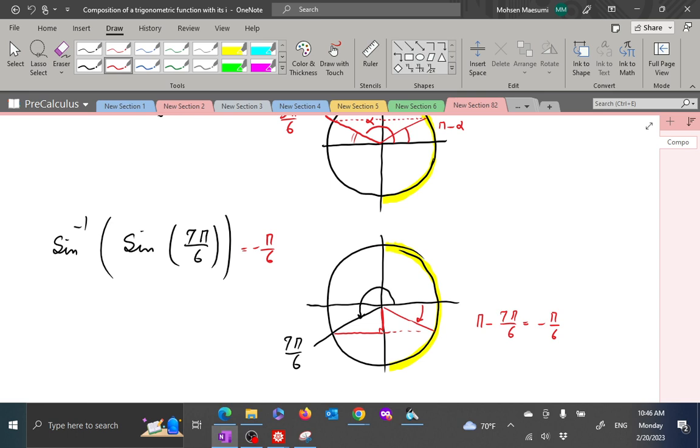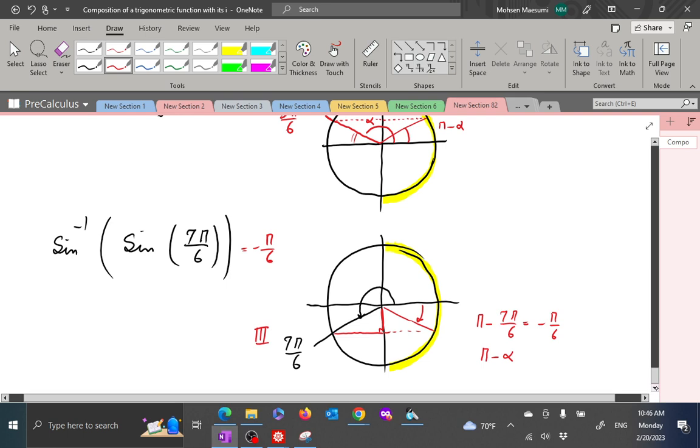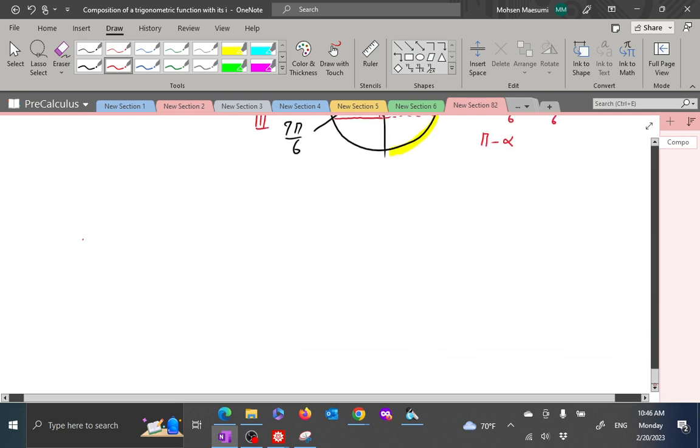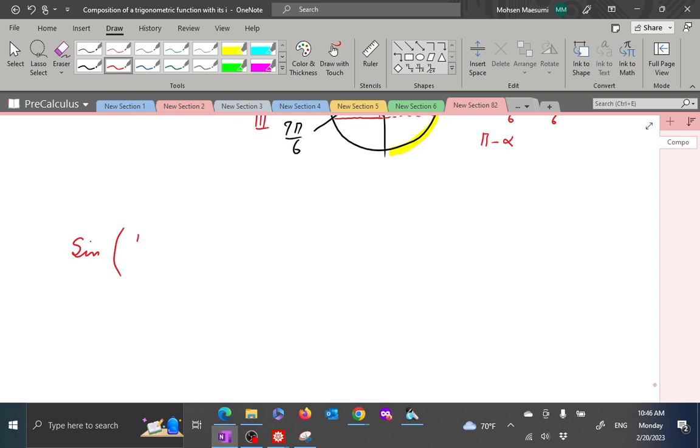So if I'm in quadrant 3, pi minus the angle that is given to me is going to bring me to the right range of angles. Now I'm going to be between minus pi over 2 and 0. If I was in quadrant 4, what do I do? Suppose I have sine of, say, 23 pi over 12. Sine of 23 pi over 12.